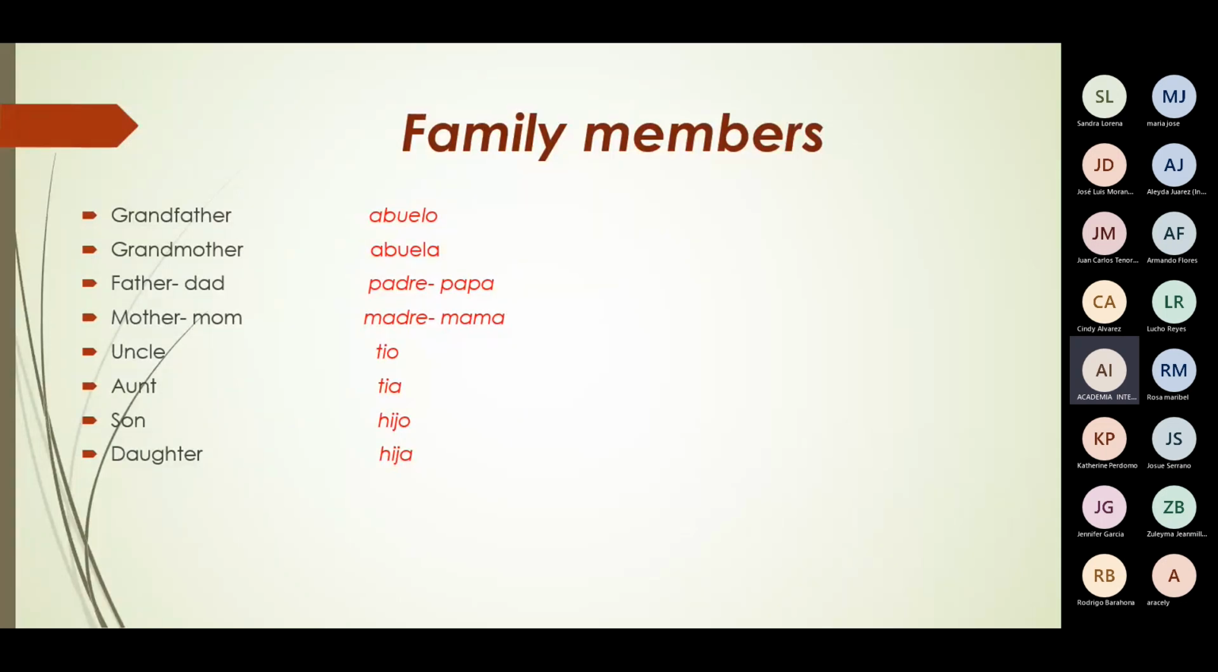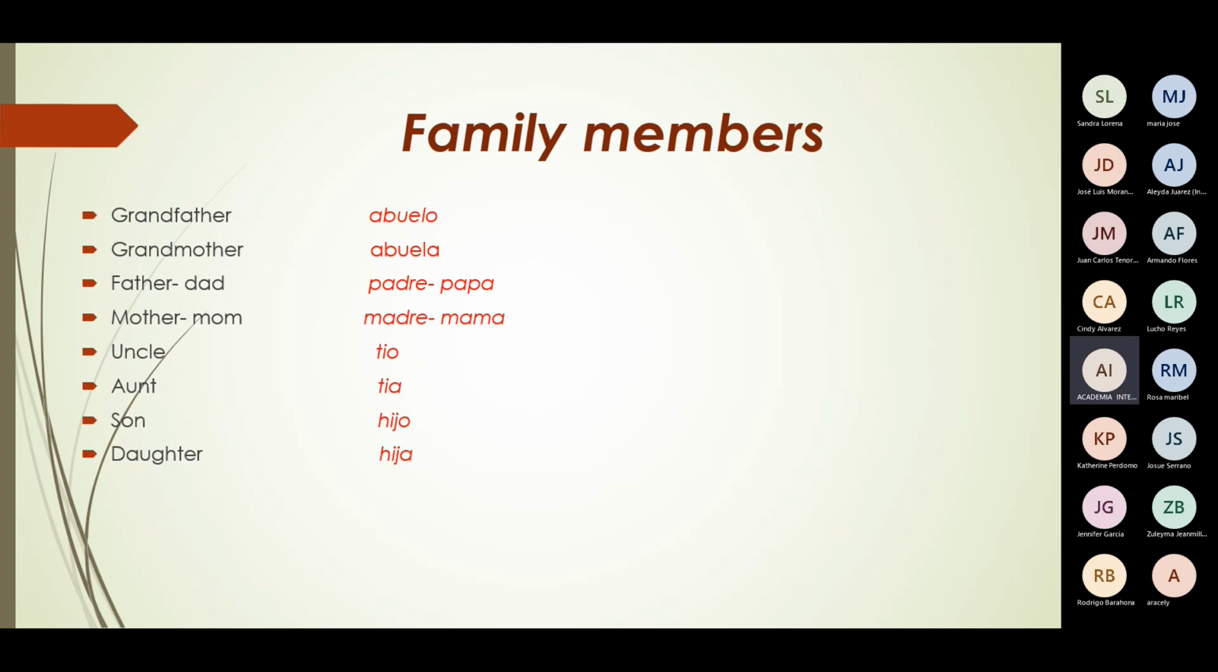Ahora, we have the family members. That's another thing that is very important as well. I think that we already know how to say it in English. Abuelo, abuela, papá, mamá. Those are the most common ones, right? My grandfather es mi abuelo. O también muchos dicen grandpa. Grandpa es como abuelo, o grandma es como abuela. Pero también es grandmother.